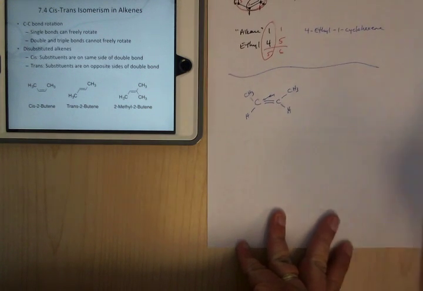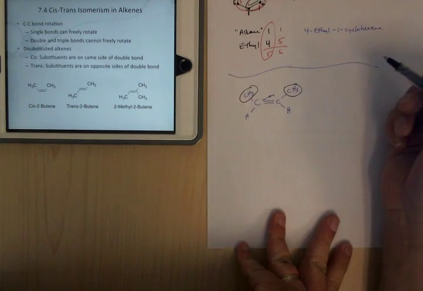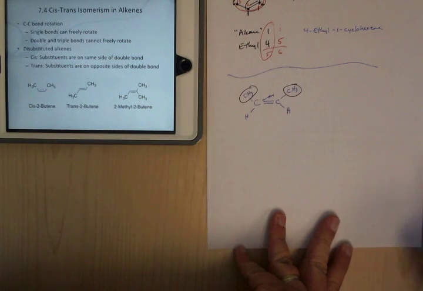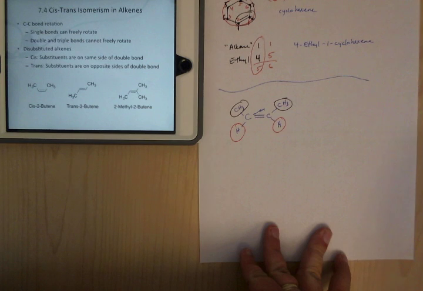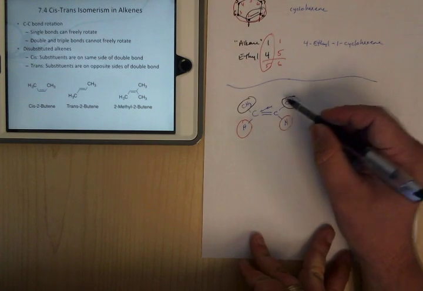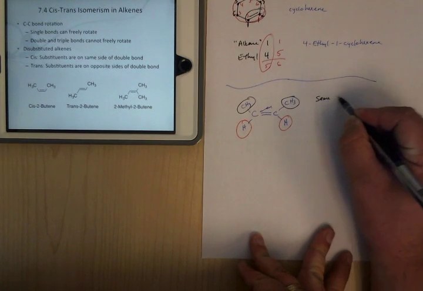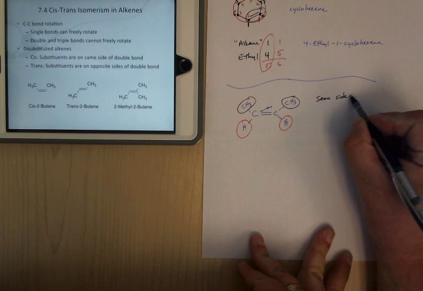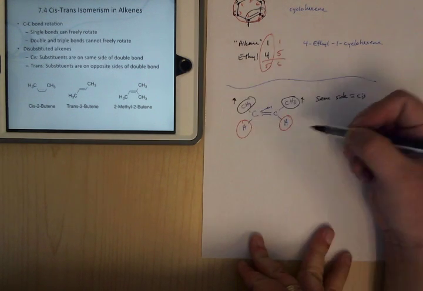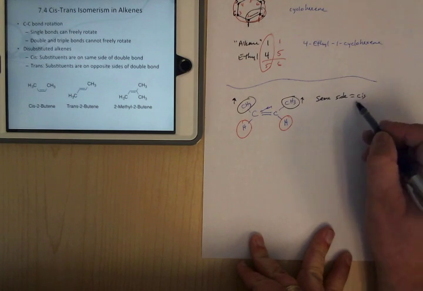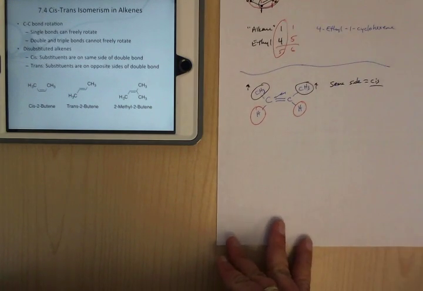Most people say, "Look at these big groups here," if they're pointing at the same side. The other thing you can do is just look at the hydrogens. It doesn't matter which one you look at. If they're both on the same side, it's cis, just because this one would be up, this one would be up. So it's cis.